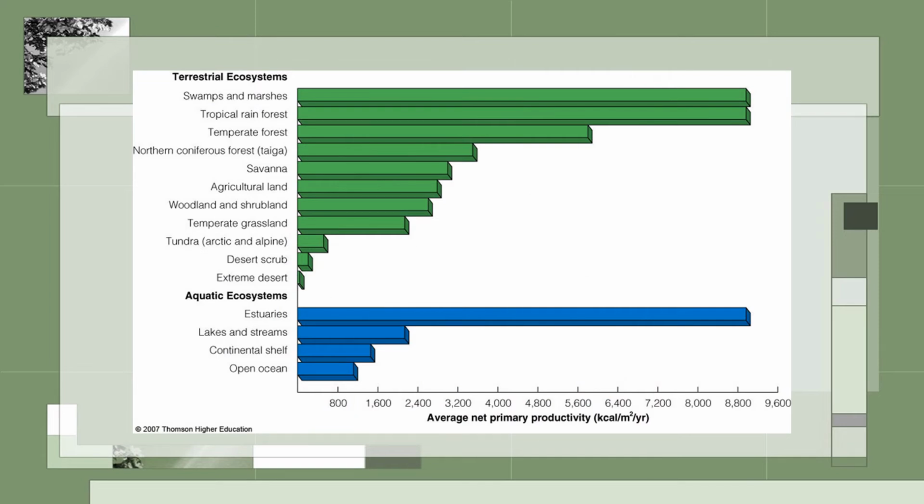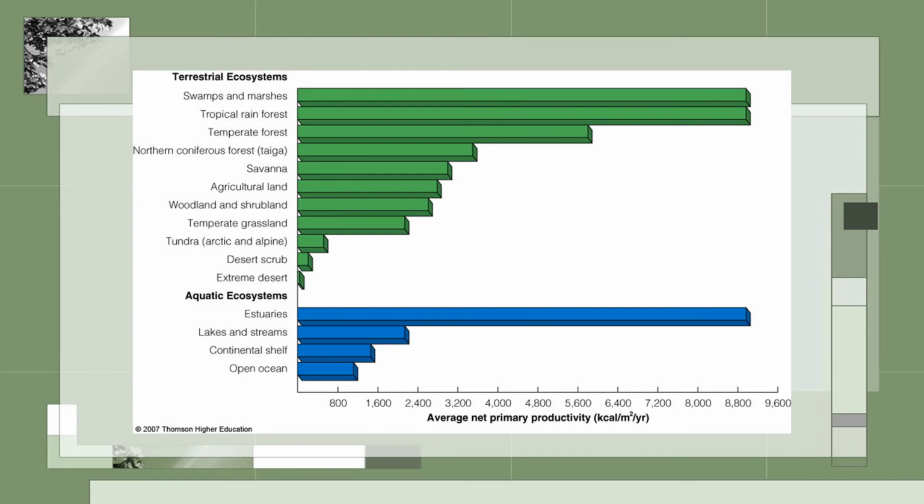So productivity refers to how much energy the producers supply in an ecosystem. There are two things that we look at. Gross primary productivity, or GPP, is the rate at which an ecosystem's producers convert solar energy into chemical energy. This would be like the gross pay on your paycheck before they take everything out, right? This is the maximum amount.